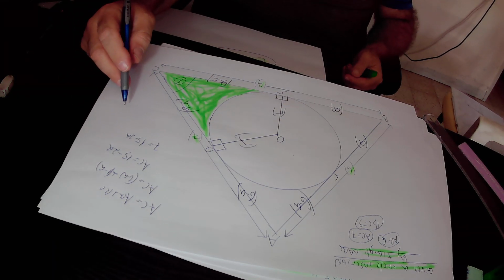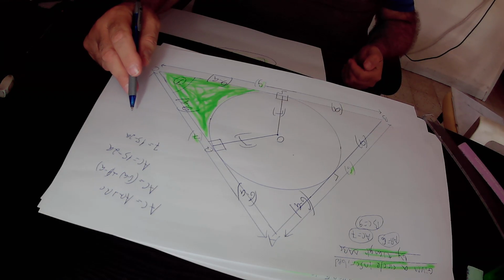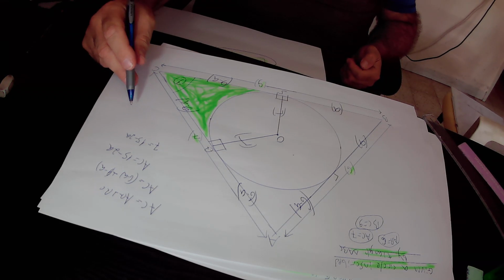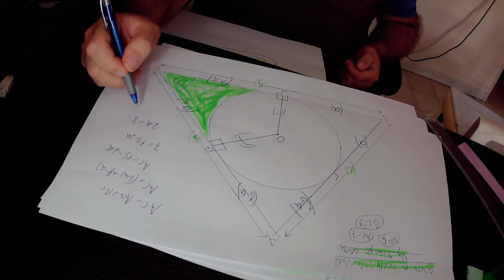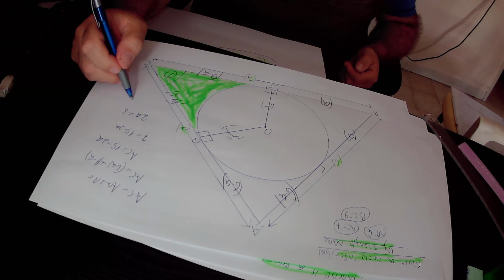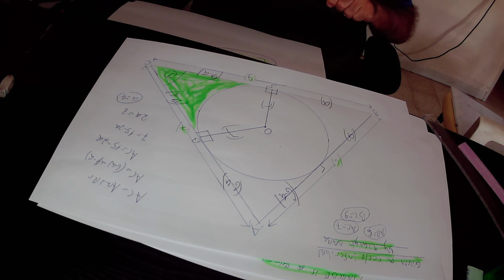Here we move 2A from this side to the other side, and we subtract 7 simultaneously, and we get that 2A equals 15 minus 7, that is 8. So 2A equals 8. Here we divide this equation by 2 and we get that A equals 8 over 2, that is 4. A equals 4 units in its length.